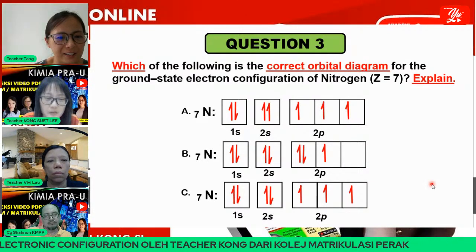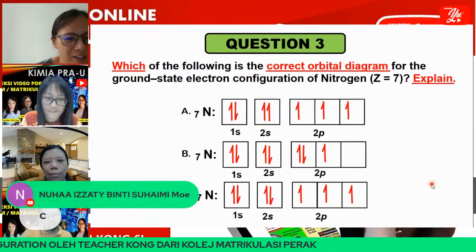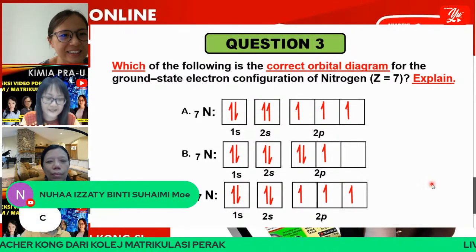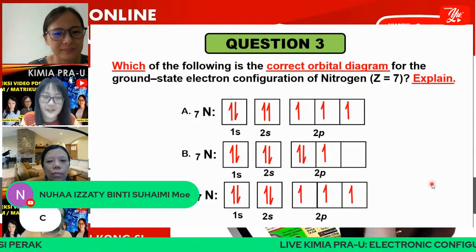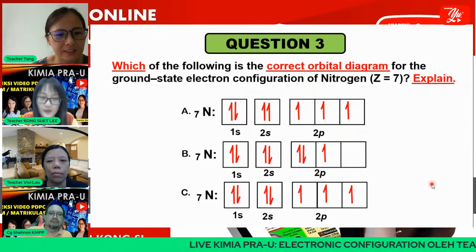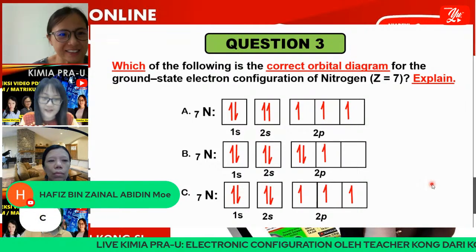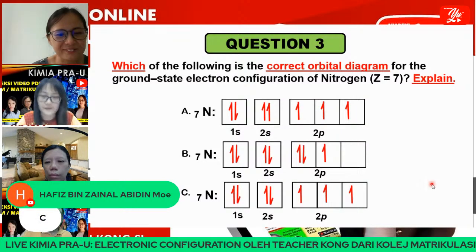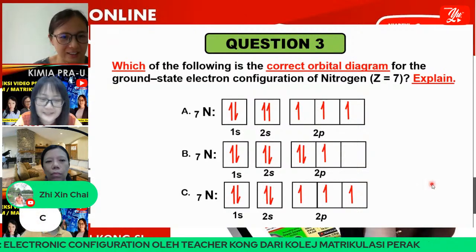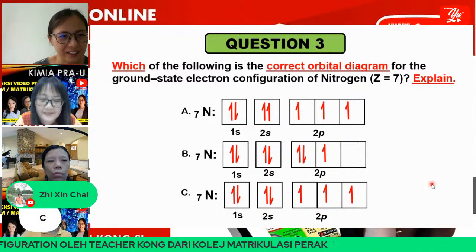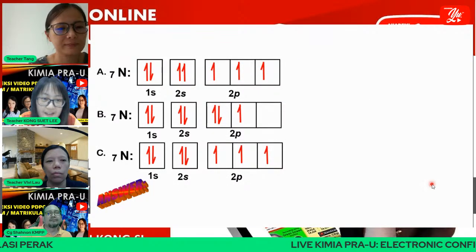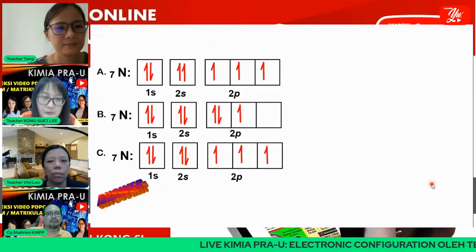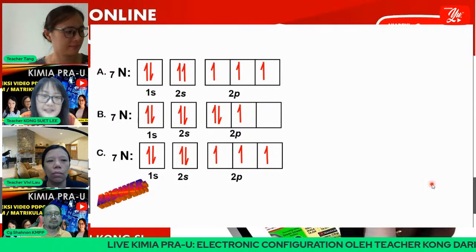A, B, C. Which one is the answer? Teacher Kon, Izzati already answered C. Izzati answered C. Okay, good. Hafiz also answered C. And then Zhi Xing also answered C. Okay, let's check. Is it C? Before I give you the answer, is it C or not?